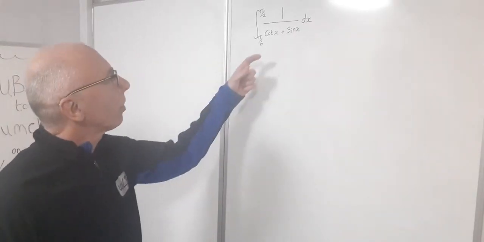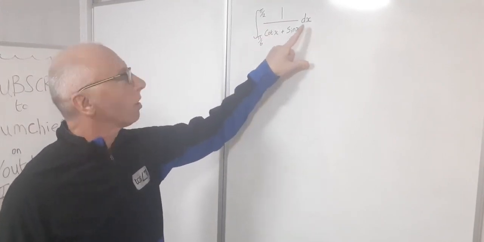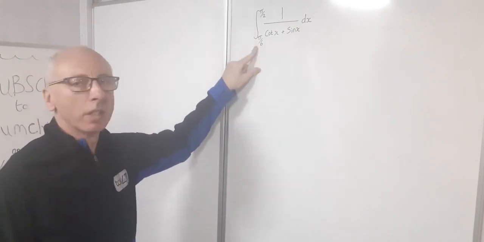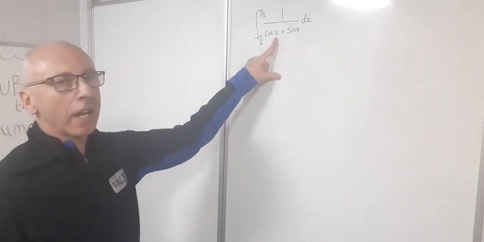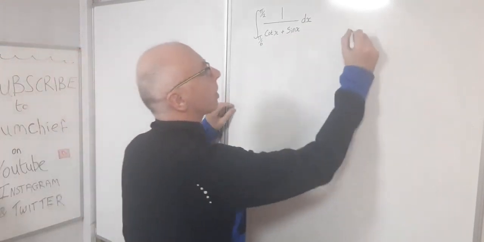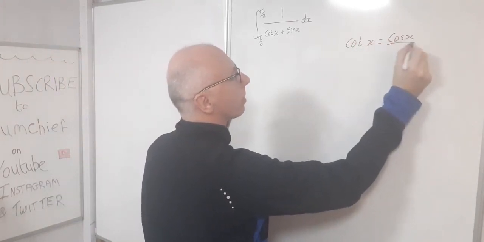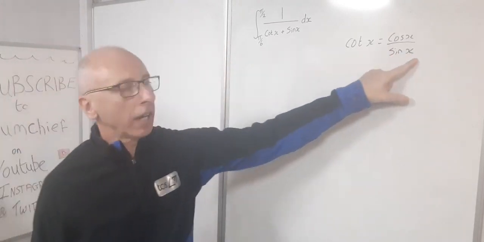Okay, so we're going to try and integrate this integral here, 1 over cotangent of x plus sine of x with respect to x over this interval pi over 2 to pi over 6. Now, we just have to be careful with this cotangent of x. So we know that cotangent of x is cosine of x over sine of x. So this sine value, we've got to be careful.